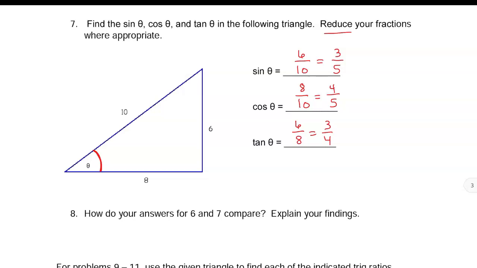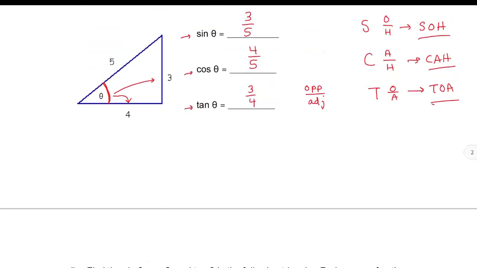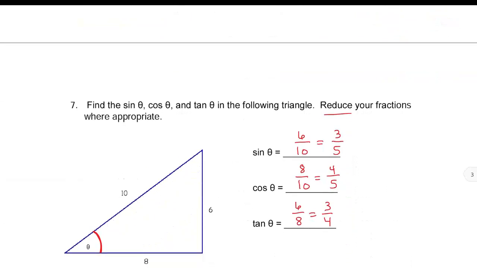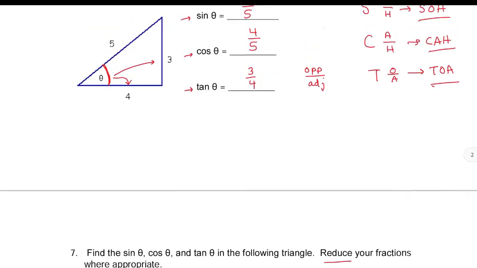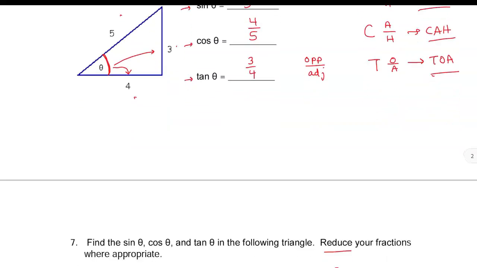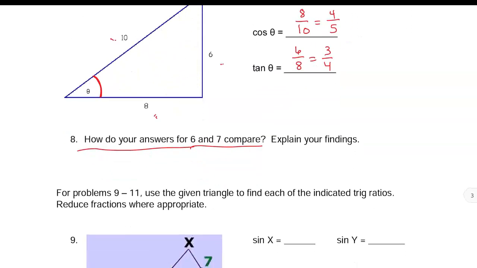Number 8. How do your answers for number 6 and 7 compare? Look back at the previous page. We also got 3/5, 4/5, and 3/4. Why are we getting the same answers? Look at the triangle for number 6. It's a 3, 4, 5 triangle. Look at the triangle for number 7. It's a 6, 8, 10 triangle. The 6, 8, 10 triangle is in the same family as the 3, 4, 5. So these triangles are similar. That's why they have the same trig values.